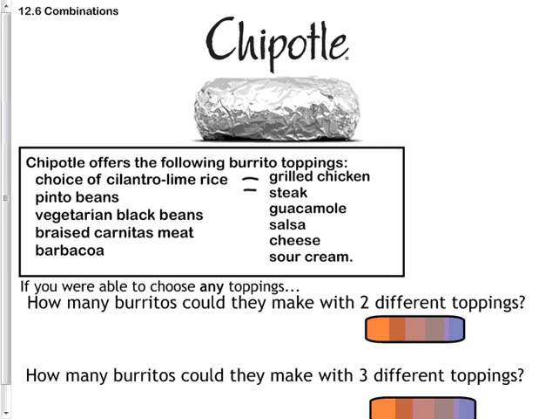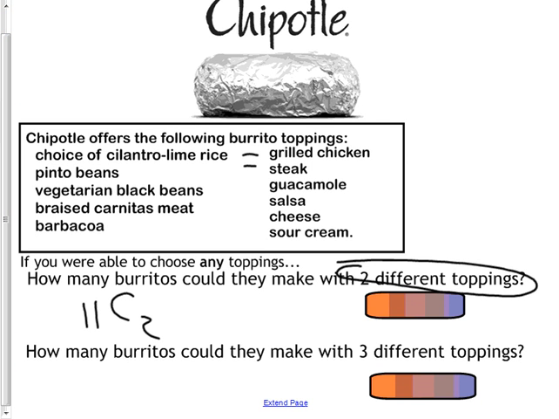Anyway, if we have, how many burritos can we make with exactly 2 different toppings? Well, we have to know how many there are to pick from. There's 11 if you add them all up, or 11 things you can put on Chipotle. So you've got 11 choose 2. Make sense?